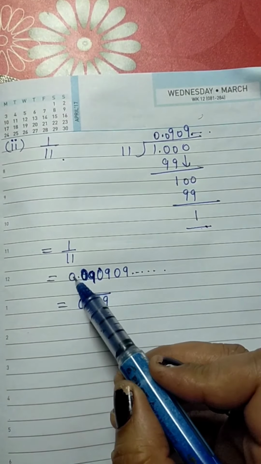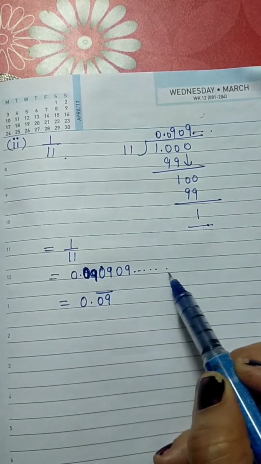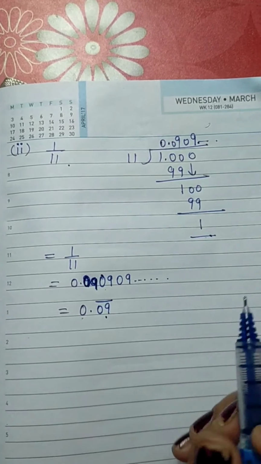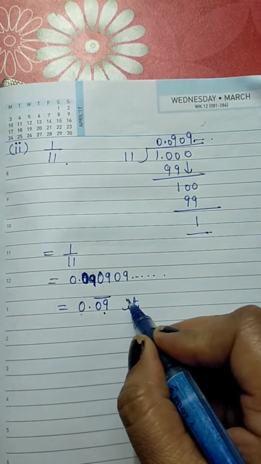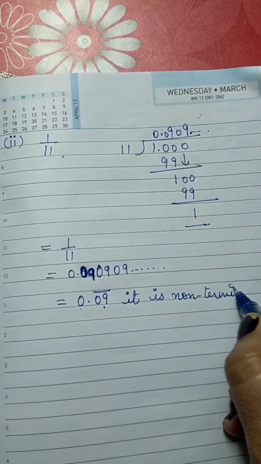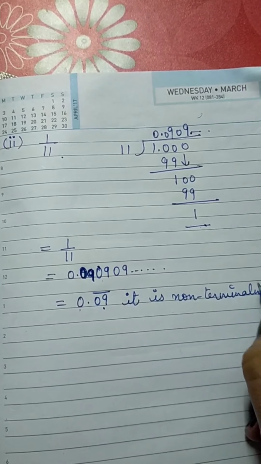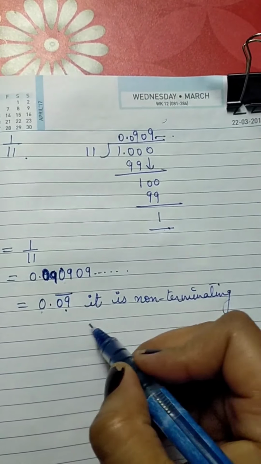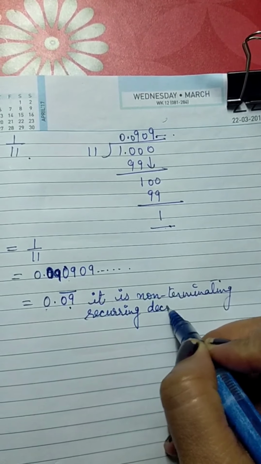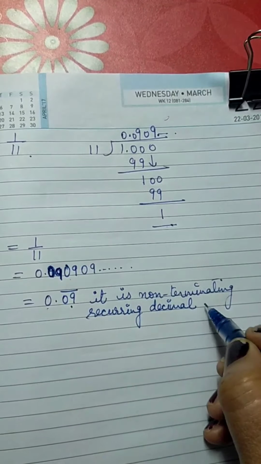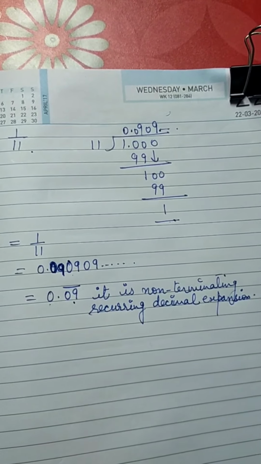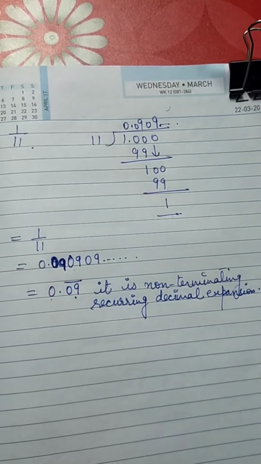So we get 0.090909. It is not going to be finished, so that means 0.09 bar. It is non-terminating recurring. Recurring means it is repeating. Non-terminating recurring decimal expansion. So this was all about question number 1.